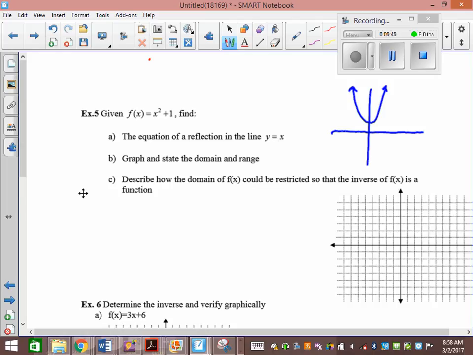So if I drew horizontal lines on my original, would that not be vertical lines on my inverse? Yeah. So if I draw a horizontal line through this, does it pass? No. So that means my inverse wouldn't be a function, because that would be a vertical line on my inverse, right? So you can actually do a horizontal line test on the original to see if the inverse would be a function.